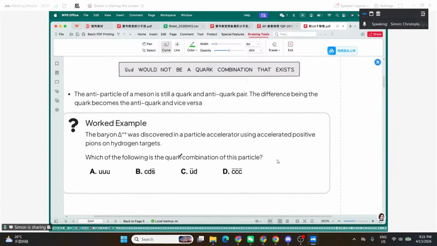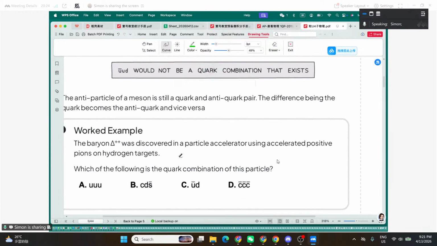Okay, look at this one. Look at the worked example, the pion, this one. This represents the positive two. The positive two charge quantity was discovered in the particle accelerator, and we use the accelerated positive pions on the hydrogen target. And the question is, which of the following is the quark combination of the particle?